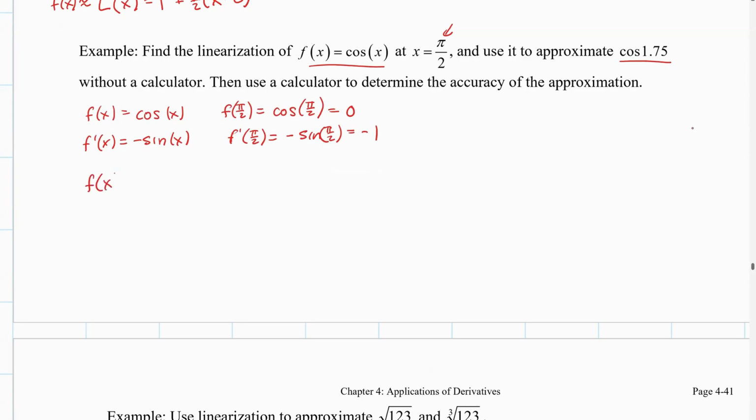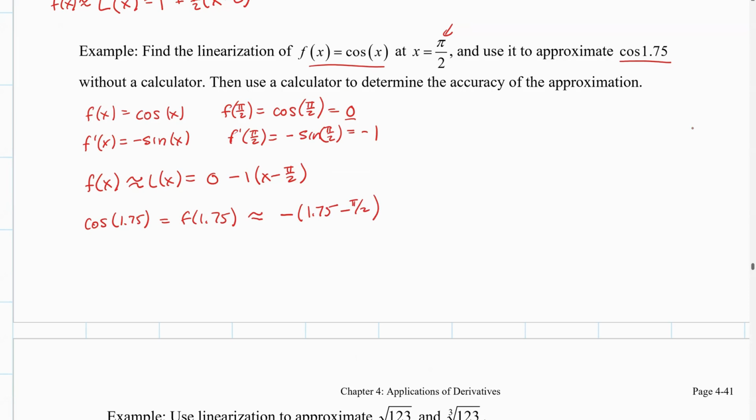So our function can be approximated by the linearization, and our y value is 0, minus 1 our slope, x minus pi over 2. Great. So cosine of 1.75, which is equivalent to this function's value at 1.75, can be approximated by saying it's negative 1.75 minus pi over 2.